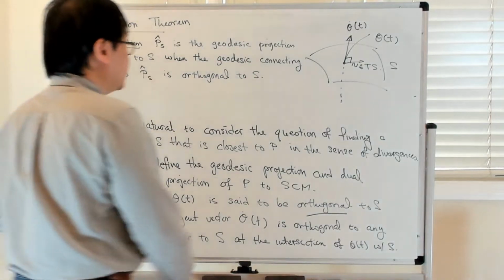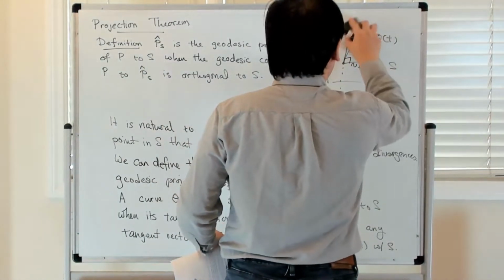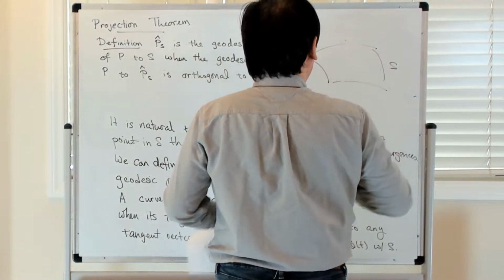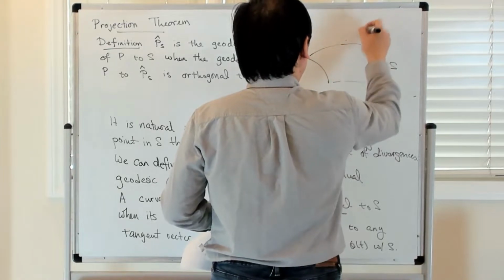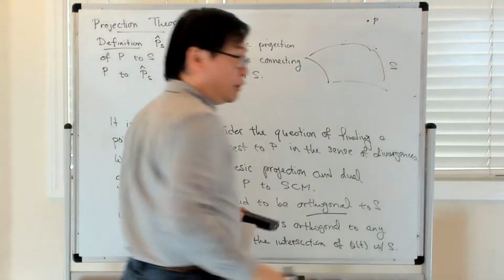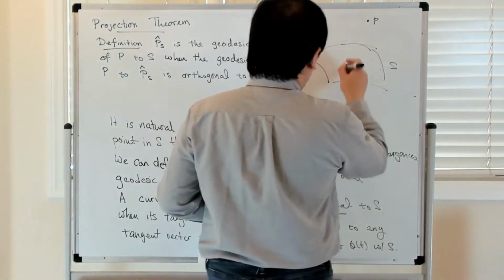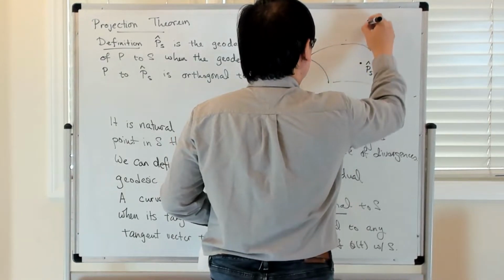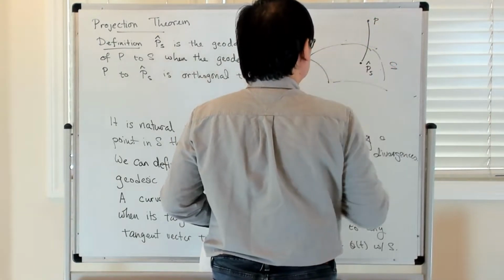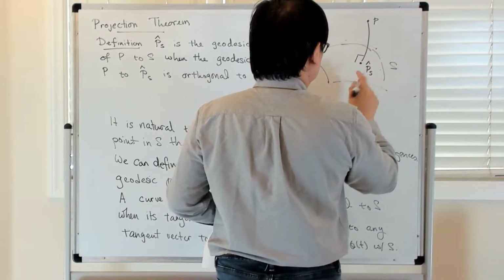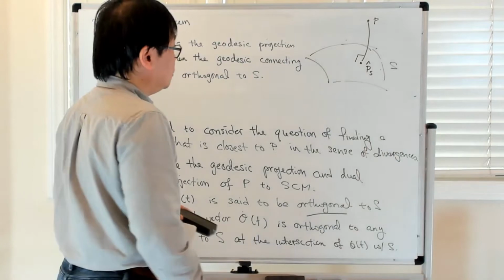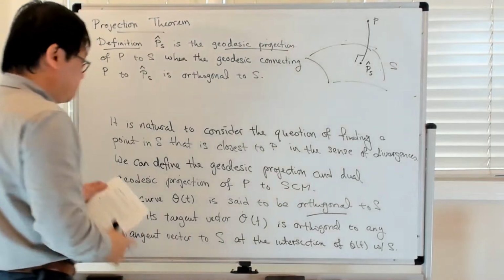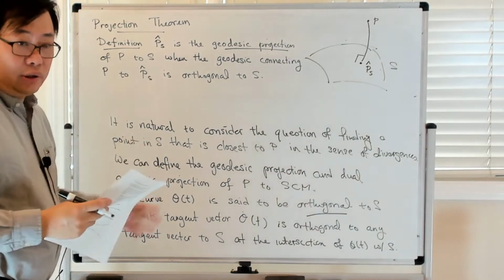Okay, so in this picture, what's happening is the following. You have this set S, you have P, which is some point which is in general off the set S, and then you have the point P hat S, and there's some sort of geodesic connecting those two, and this geodesic is perpendicular, orthogonal to the set S. So this is what we're going to call the geodesic projection. It's really an orthogonal projection, if you will.